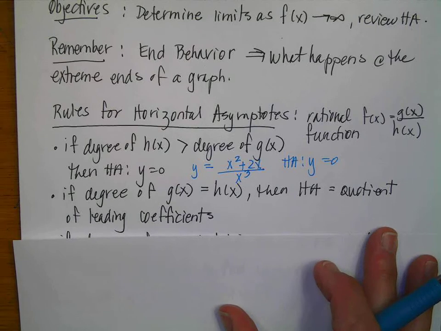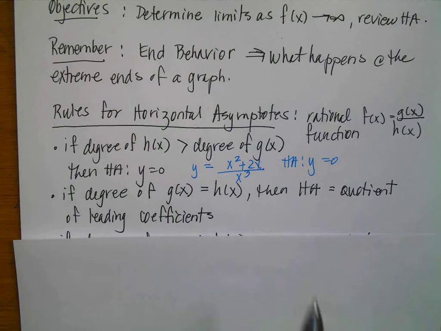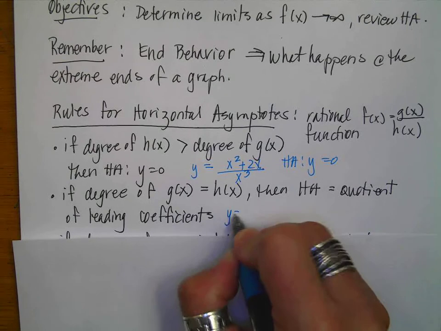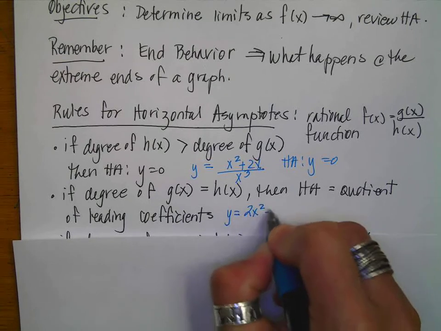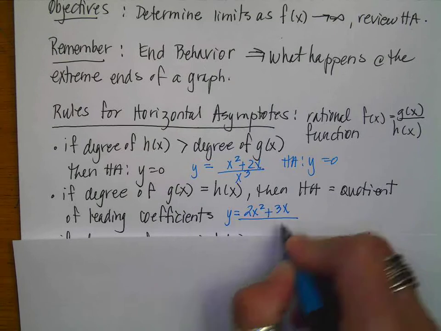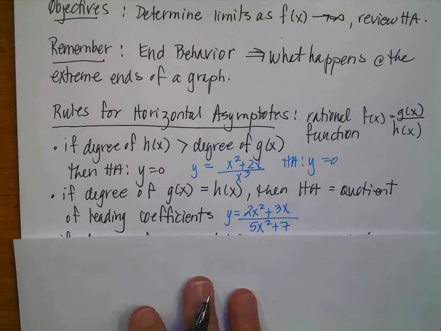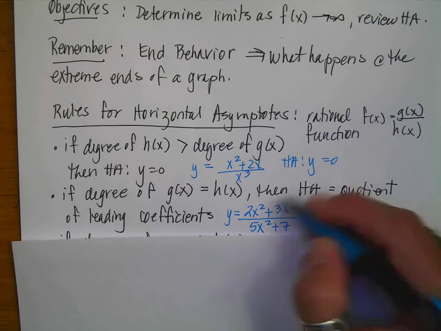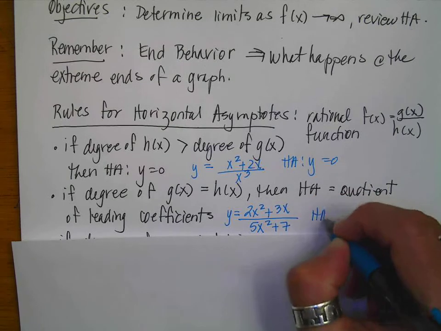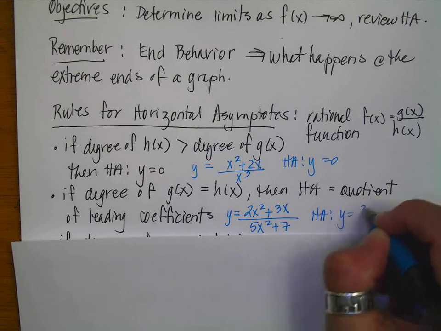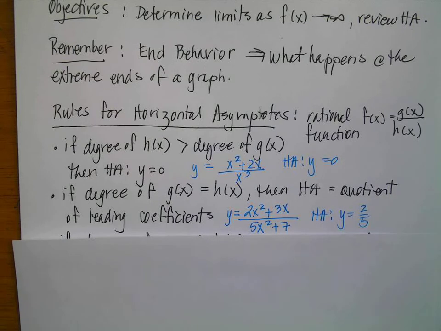If, on the other hand, the degree is the same in the numerator and the denominator, then the horizontal asymptote is just the quotient of the leading coefficients. So let's say I had y is equal to 2x squared plus 3x, and I would divide by 5x squared plus 7. Notice that the degree is the same, top and bottom, and so then I would report that my horizontal asymptote is going to be 2/5.